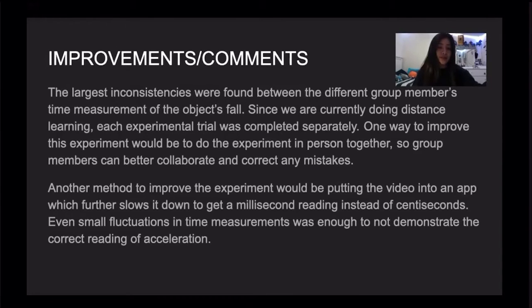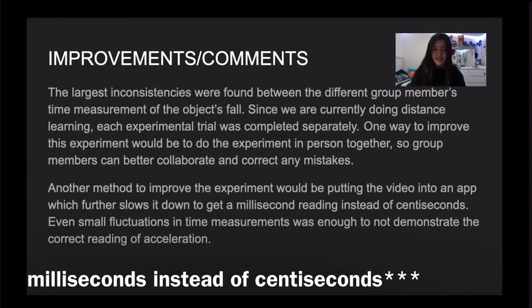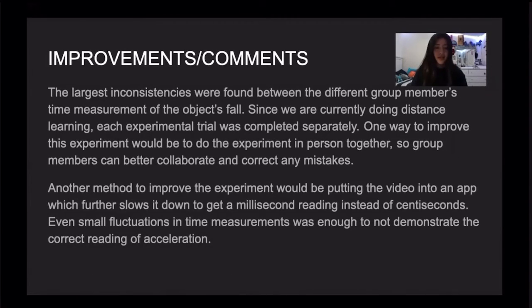Another method to improve the experiment would be putting the video into an app, which can further slow down the video, and we're able to record it in centiseconds instead of milliseconds. So even small fluctuations in time measurements were enough to not demonstrate the correct reading of our acceleration.